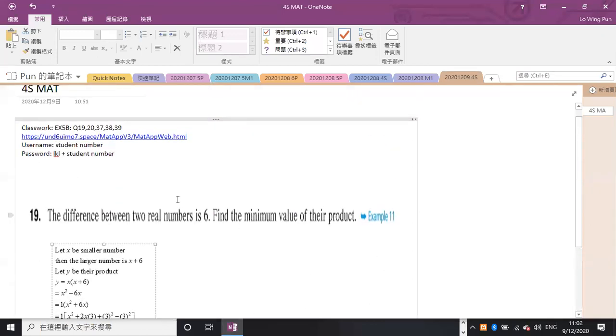so now I would like you to try to do question number 20, 37, 38, and 39. These 4 questions. And then please remember to upload to the Math App web system. Okay, and I'm going to give you 10 minutes for this. 10 minutes.